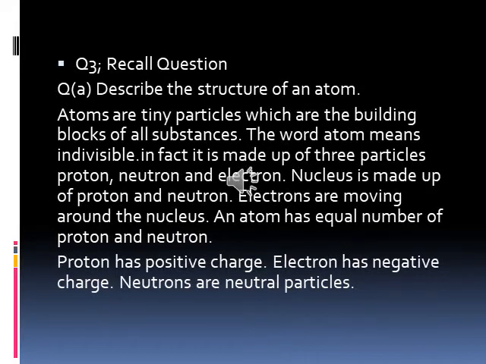Question number 3. Recall question. Describe the structure of an atom. Atoms are the tiny particles which are building blocks of all substances. The word atom means indivisible, the smallest particle. Atoms are made up of different numbers of these three particles: electron, proton and neutron. Nucleus is made up of proton and neutron. Electrons are moving around the nucleus. Proton has positive charge, electron has negative charge, neutrons are neutral particles.